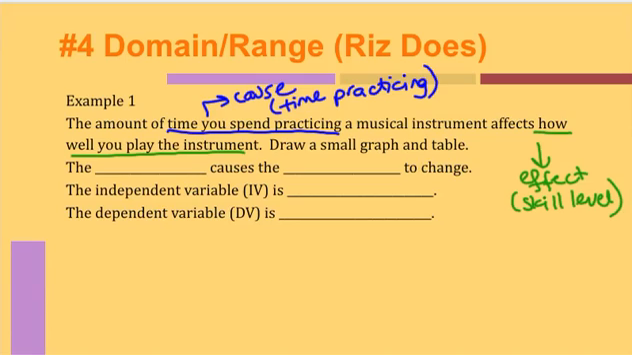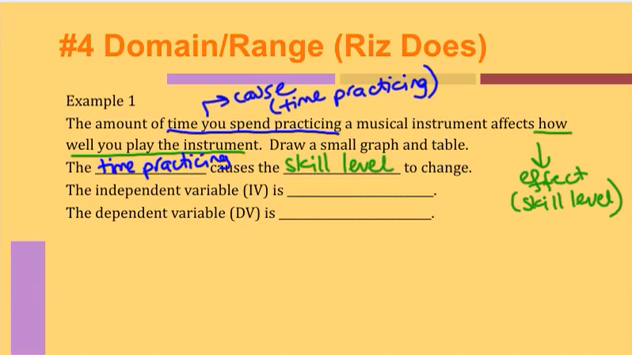So now I want to fill in the blanks. The blank causes the blank to change. Now I already figured out the cause and effect. So I'm going to say the time practicing causes the skill level to change.